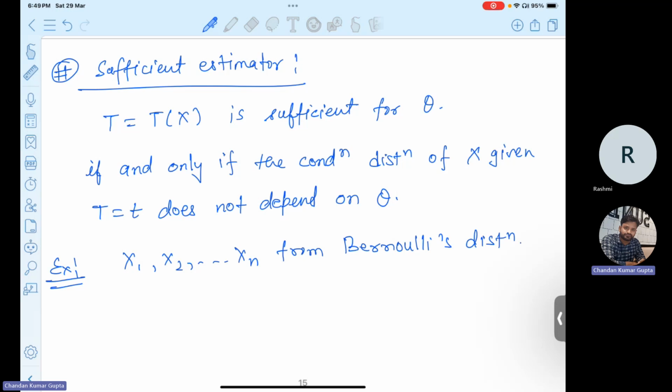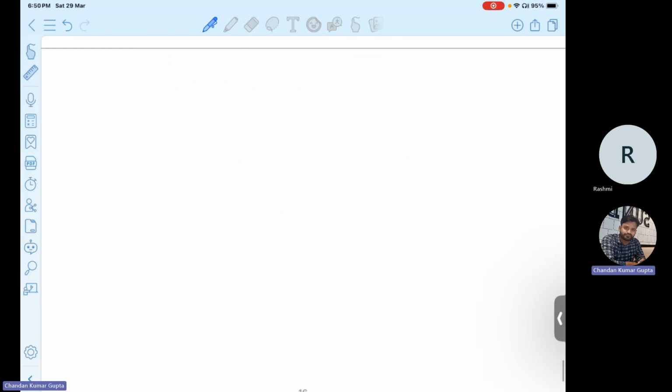Bernoulli distribution. If we use the definition, we find that the summation of xi is sufficient for the parameter p, the Bernoulli parameter, the probability of success. The sufficient statistic is actually the summation of xi. We will solve some numericals based on these. So these are the four properties of a good estimator.